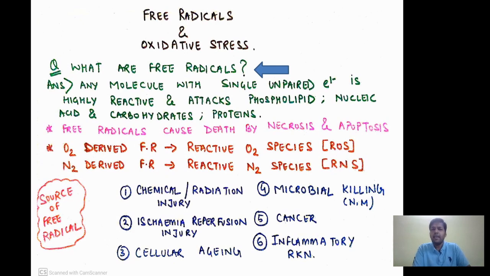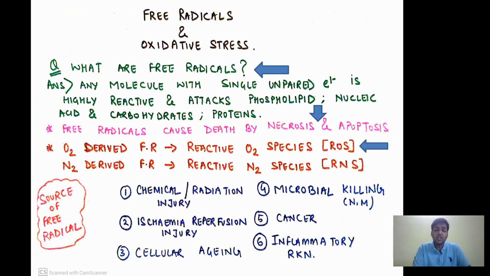Basically, any molecule inside the body which has an unpaired electron becomes highly reactive, and it will attack the nearby phospholipids, nucleic acids, carbohydrates and proteins. Any such unstable molecule that attacks nearby phospholipids, nucleic acids or carbohydrates is called a free radical, and they are a major source of cell injury. They cause cell death not only by necrosis but also by apoptosis.